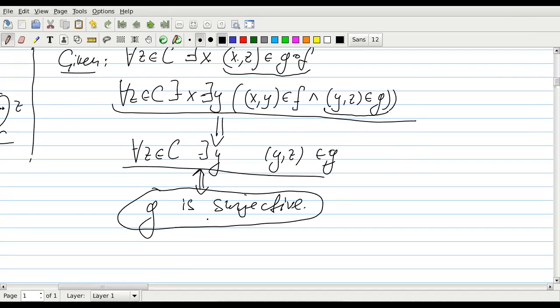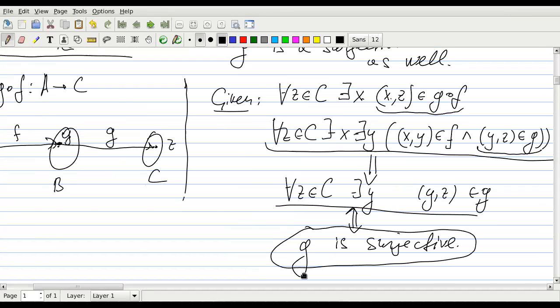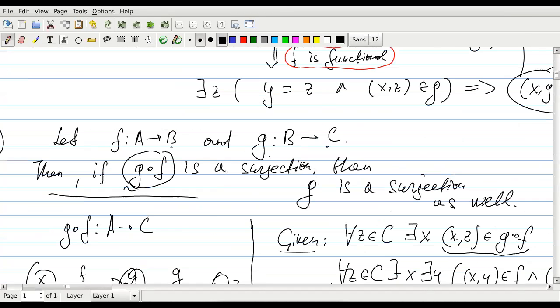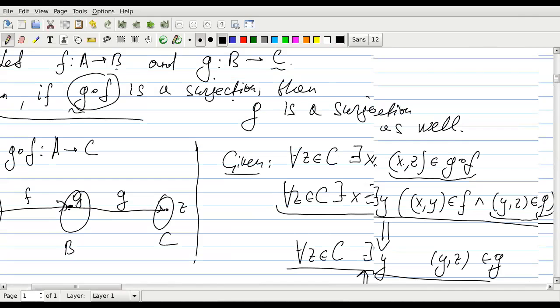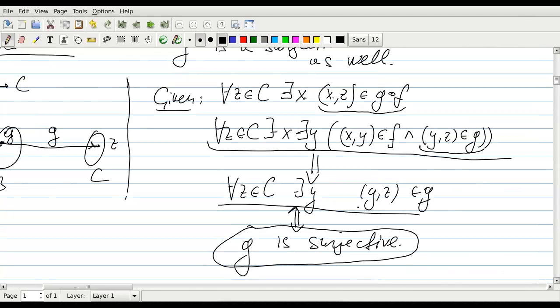What does it mean that G is surjective? For every z from C, there exists an element such that z is reachable from that element by G. Is it clear? Yes. Any questions here?